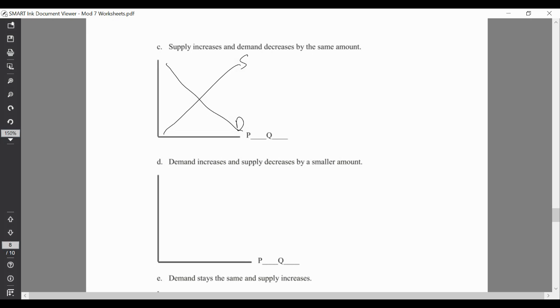So here's the next one. It says supply increases and demand decreases at the same amount. So supply increases, and demand decreases by the same amount. Yeah, that wasn't very good. It should have been right. Yeah, that's close. I'm a terrible drawer on the computer.